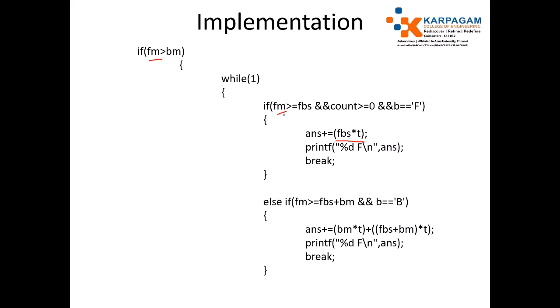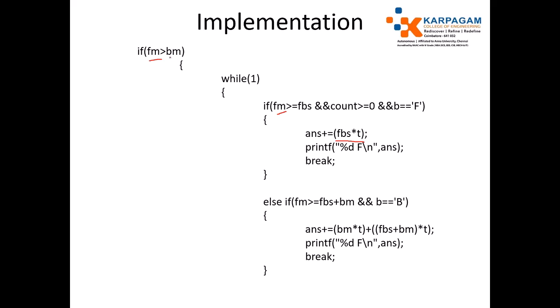Okay, else if FM greater than or equal to FPS plus BM, meaning backward movement, and you are also going backward, just multiply BM with T, and find the time for both forward movement and backward movement by multiplying FPS plus BM with the T. Okay, finally add it to the answer. So this is for when the condition is true, for example FM greater than BM.